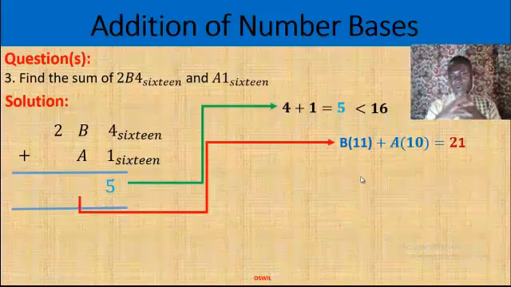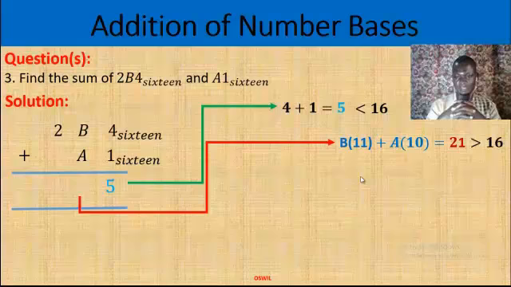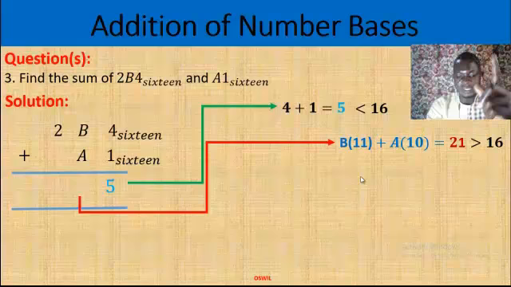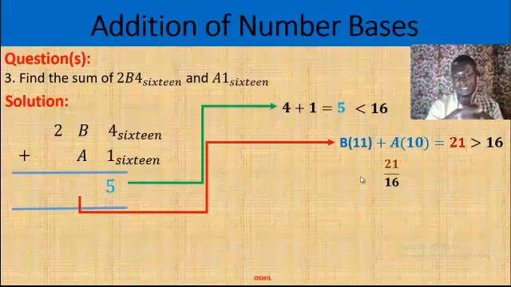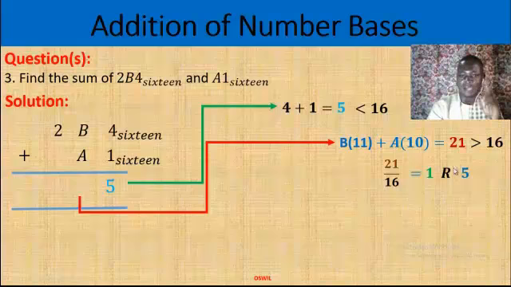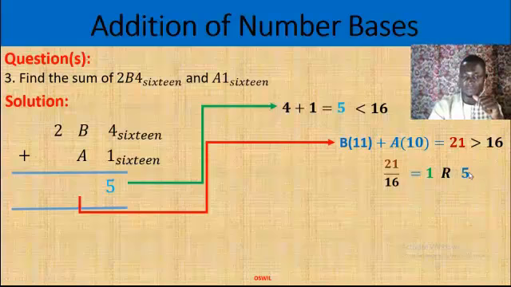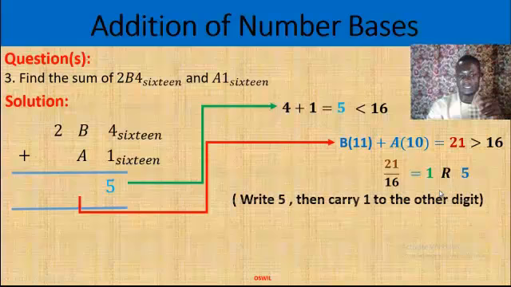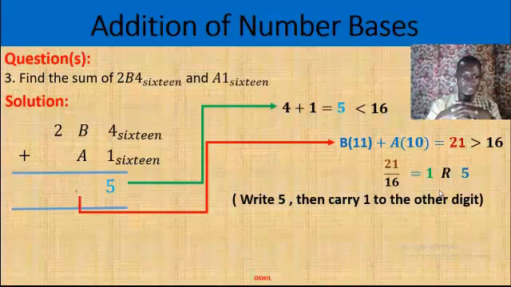Now we compare 21 with the base we are dealing with, which is 16. And you can see that 21 is greater than 16. And because it is greater, we have to divide our answer by the base, which is 16. And that will give us 1 remainder 5. So for now, whilst we are not done with addition of all the digits, what is needed most is the 5. So we write the 5 and we carry the 1 to the next digit as you see on the screen.